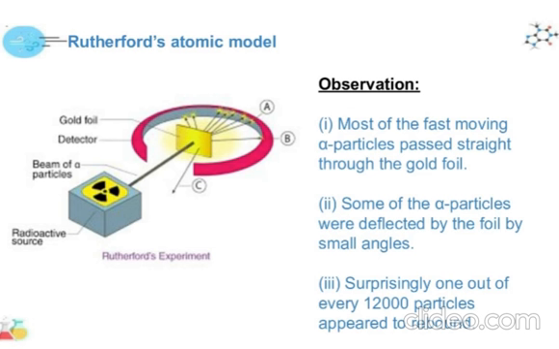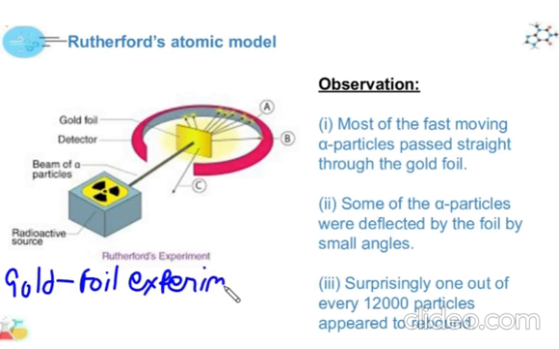So, Rutherford's atomic model was also known as the gold foil experiment. It was basically the gold foil experiment through which he discovered different things. This was how his experiment looked. This was the gold foil he took, then there was the detector on which the different strikes were seen. This was a radioactive source, and these were the particles which came from the radioactive source.